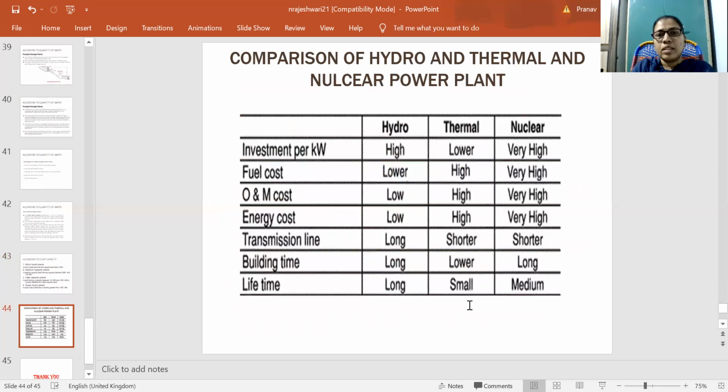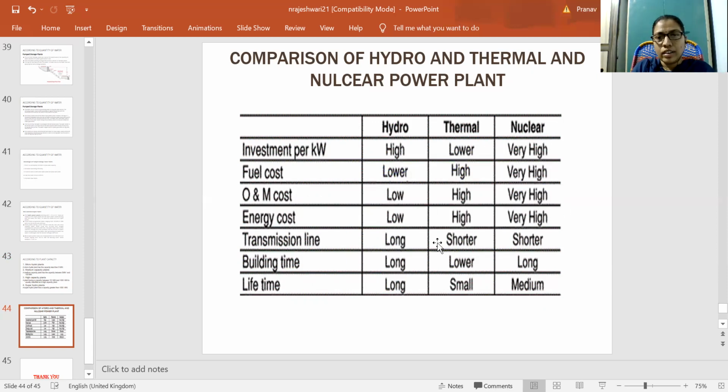So these are the comparisons of hydro, thermal and nuclear power plants. Investment per kilowatt is high in hydro, lower in thermal, and very high in nuclear. Fuel cost is low in hydro and high in thermal. It is very high in nuclear. Operating and maintenance cost is low in hydro, high in thermal and very high in nuclear. Energy cost is low in hydro, high in thermal, and very high in nuclear.